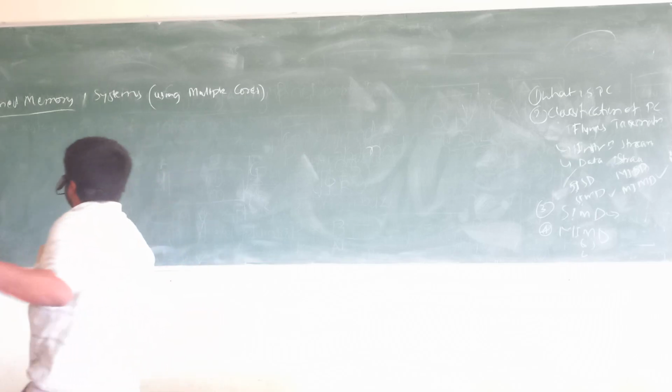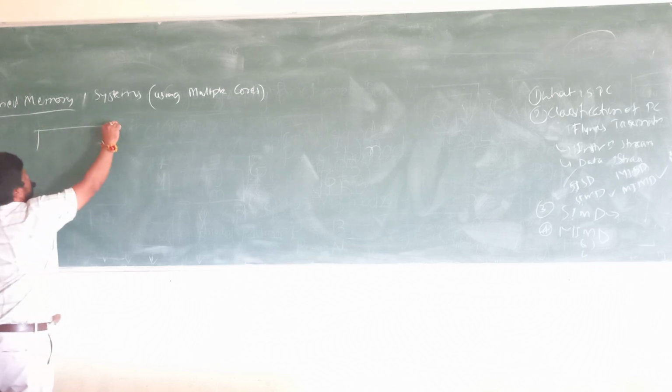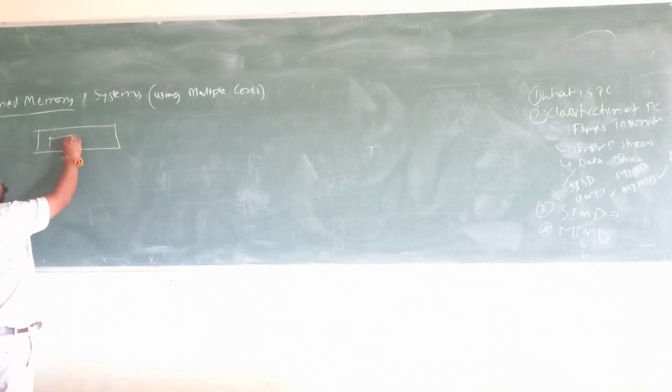Earlier we were using separate CPUs for accessing the memory, using different cores separately to access the memory. But here we will be taking multi-cores on a single chip. Here, two cores on a single chip. Now the shared memory system.